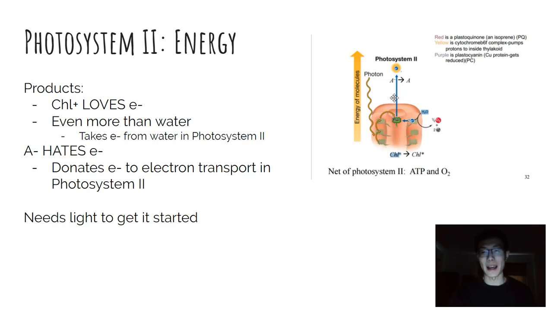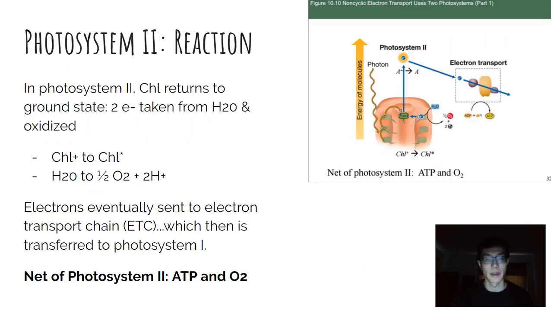Those electrons are going to be passed to an A minus molecule up here. That A minus molecule hates electrons, so it's going to pass the electrons, right? It's going to donate the electron to the electron transport chain. So it's going to be passing from this photosystem 2, and it's going to kick them into the electron transport chain, which is just over there. So here you go. You have that electron that's being spun up in the energy chain, and then it's going to be passed to the electron transport over here.